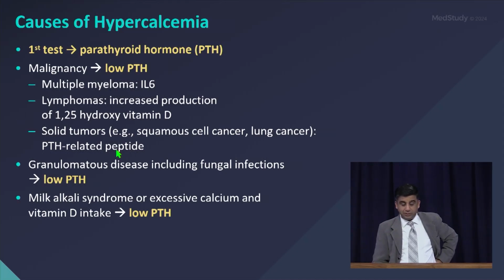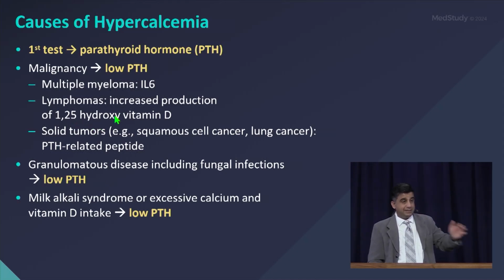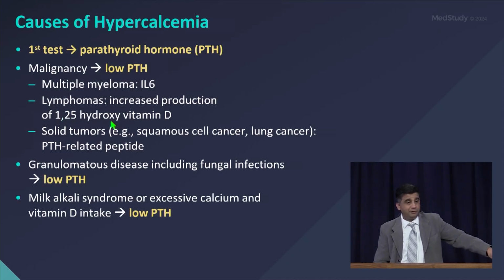And solid cell tumors cause it by PTH-related peptide. So you will check PTH-related peptide, PTHrP, right? Granulomatous disease also causes hypercalcemia by exactly the same mechanism, by increasing 1,25-hydroxy vitamin D. So 1,25-hydroxy vitamin D is going to be elevated here, and it will be elevated in lymphomas.